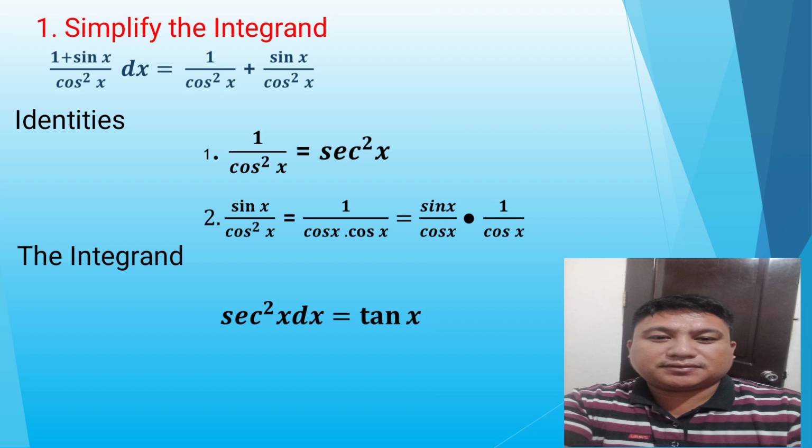Simplify the integrand: (1 plus sine x) over cosine squared x dx equals 1 over cosine squared x plus sine x over cosine squared x. The identities are 1 over cosine squared x equals secant squared x. Then sine x over cosine squared x equals 1 over cosine x times sine x over cosine x. The integrand secant squared x dx equals tangent x.